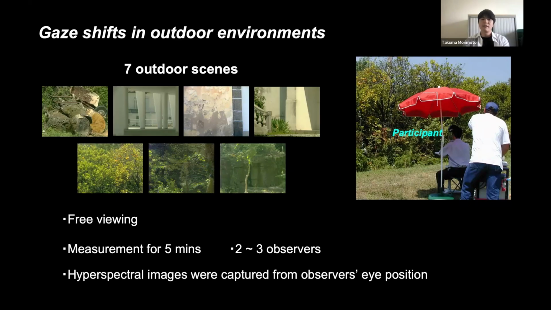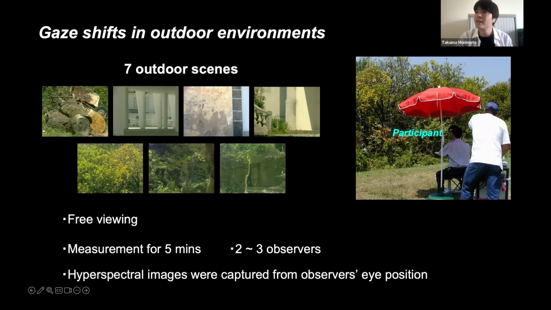And they went out like this. In an outdoor environment, they set up a table and a parasol, and a chin rest under the parasol. Then they measured gaze patterns in 7 different outdoor environments, which are shown here. The task was free viewing, so for 5 minutes, observers were able to look at any point in the scene. Maybe it's hard to see, but they put a calibration target right around here, which was used for matching gaze.